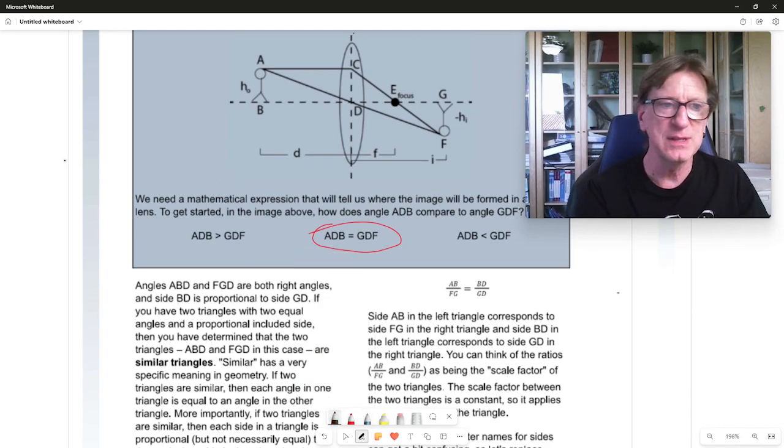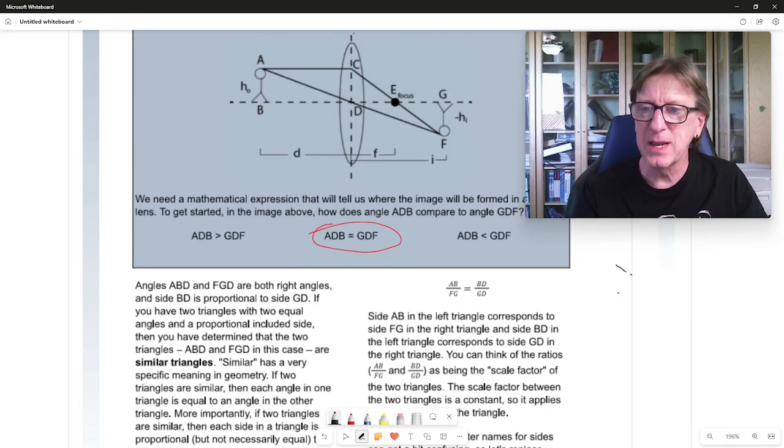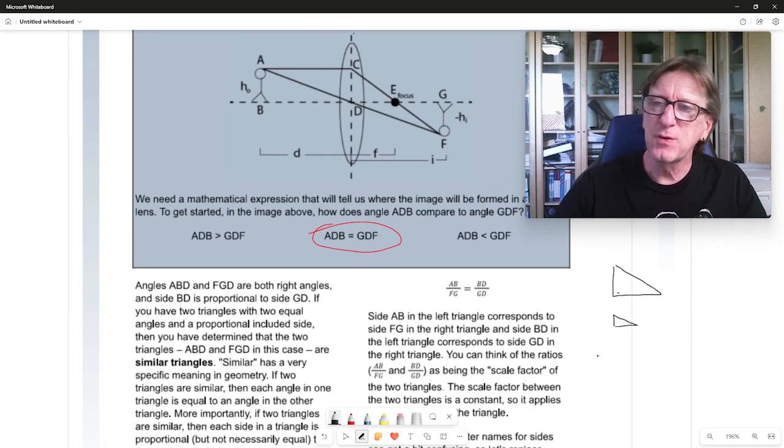Let me draw what that means. So I might have this triangle and this triangle. And you see that they're similar, but they're not exactly the same. You can think of it as having a scaling factor. So if I magnified this, if I multiplied all three sides by the same scaling factor, then I'll end up with this triangle right here. That's the definition of similar triangles.